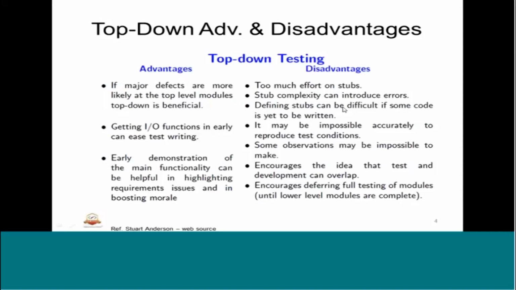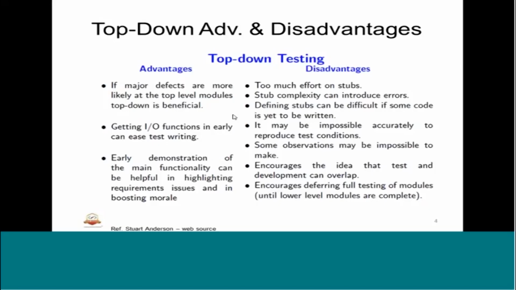Defining stubs can be difficult if some code is yet to be written. So we are unclear about what exactly is going to be implemented, but we have the knowledge of that functionality. Based on that, we are going to develop the stub, but sometimes it is difficult to develop a stub where the code is yet to be written.